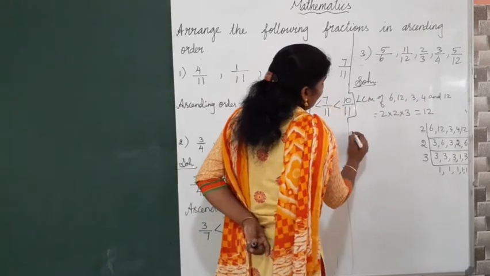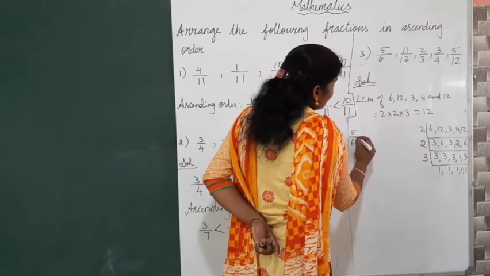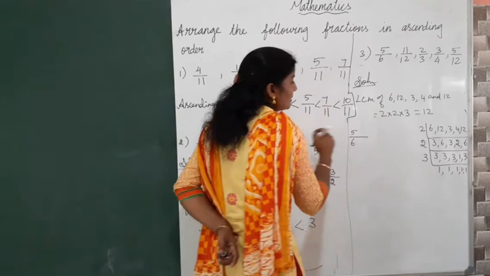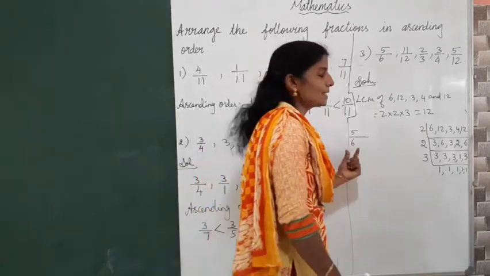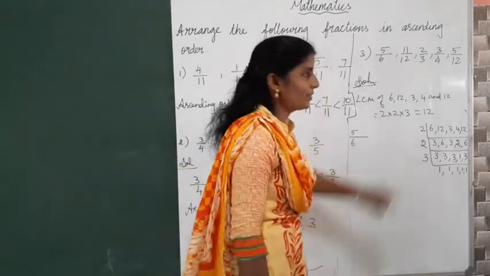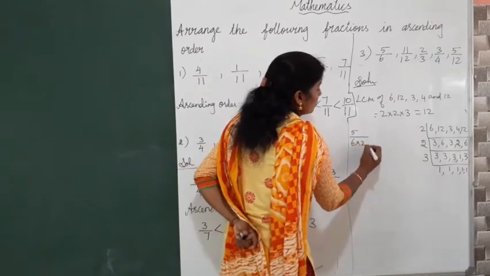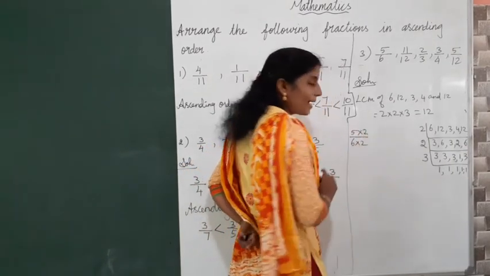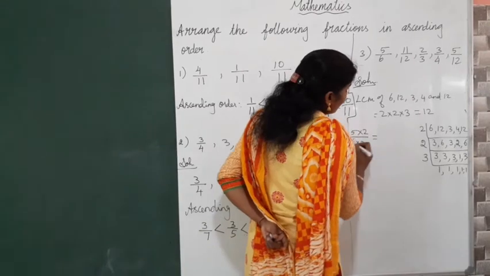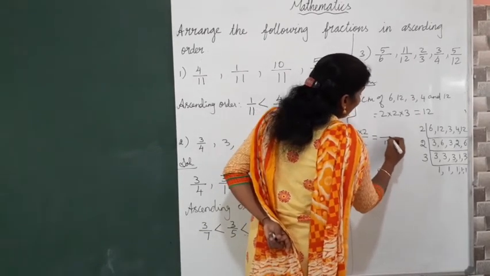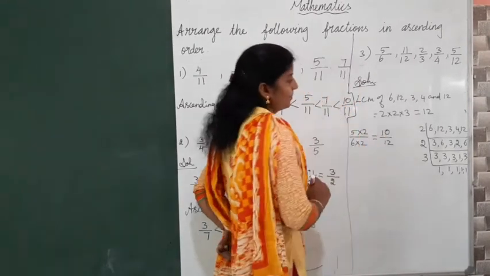5 by 6. Now we can multiply the denominator 6 by 2 to get 12, isn't it? 6 into 2. So the numerator also multiply by 2. So 6 2s are 12, 5 2s are 10. Okay.